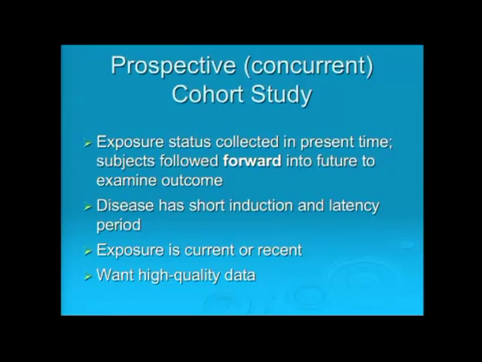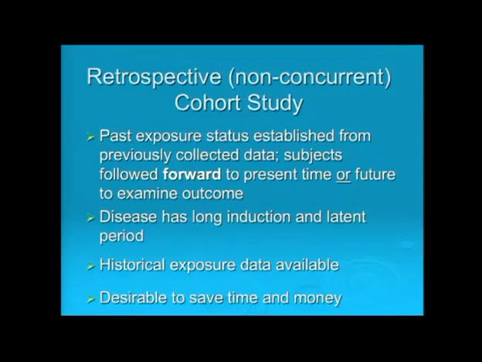That's the best kind of data, the most high quality, but hard to do. Okay, for the non-concurrent cohort study, as I mentioned, we're going to use a past exposure from previously collected data, and there's the vulnerability. You got to make sure that you can get the data, and it might be there, but does it have all the bells and whistles that you might have paid attention to if you were collecting it prospectively?